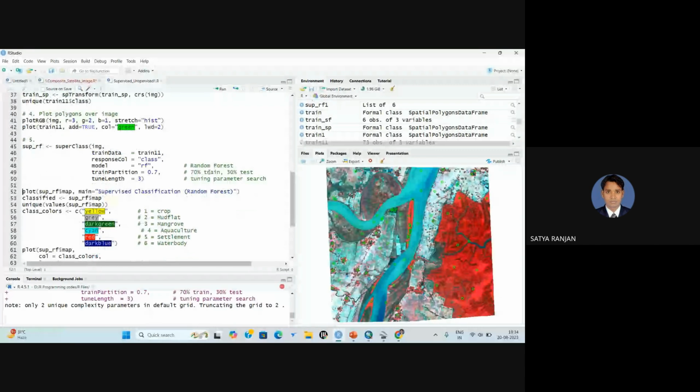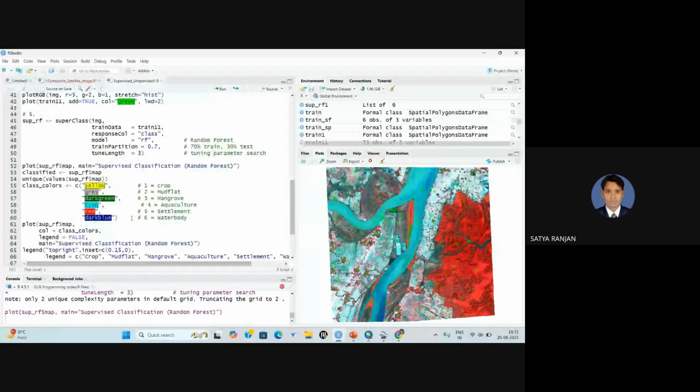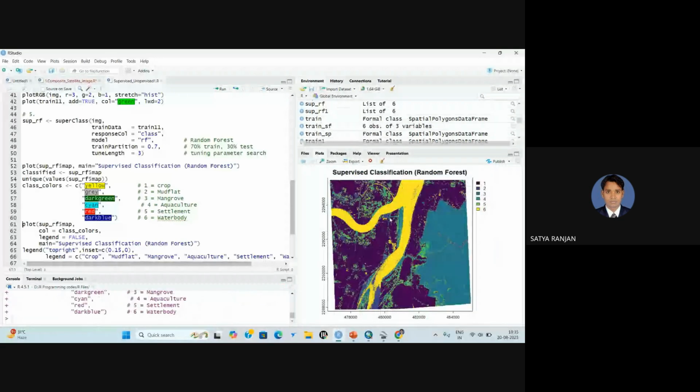It classifies based on our input information. So this is the random forest classification. There are 6 classes. The yellow is the river, then different colors are there. We can customize this color based on our requirement.